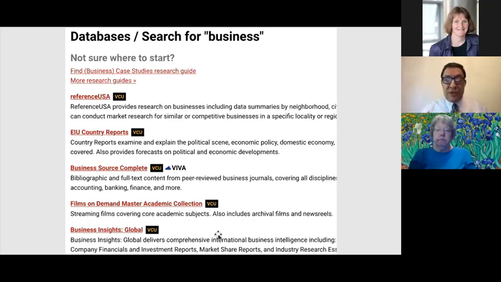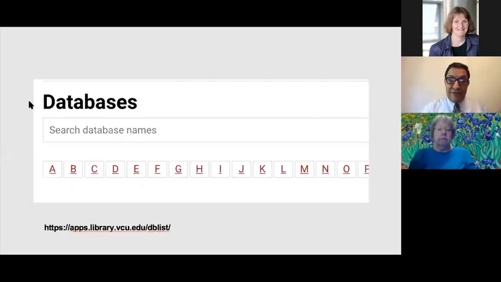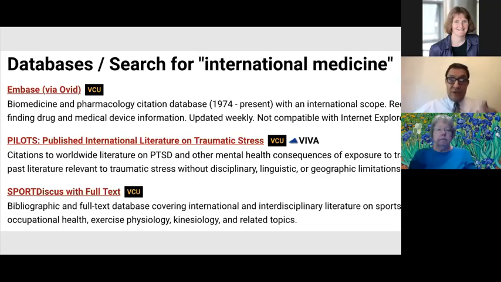An important component of research in some disciplines is intrinsically global. I did a search on international medicine, and I found that we have databases from this list. We have databases that index international research. Embase has an international scope. It indexes biomedicine and pharmacology citations. Published international literature on traumatic stress, or SPORTDiscus, which is frequently used in the fields of sports medicine and education, very interdisciplinary in nature too. So again, from the very beginning, you can identify databases that are international in scope. And that is a good beginning.